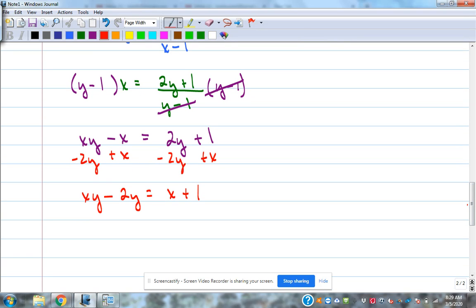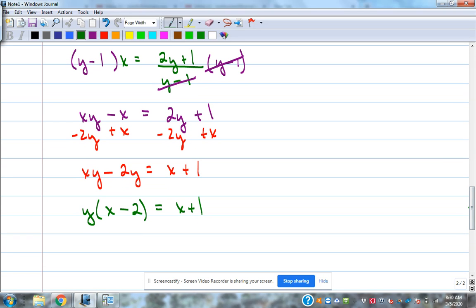Now, I got everything that's got y's on the side, but there's an x mixed in there. What can I do to this side that would maybe get y separated? Think about something you learned in Algebra 1. Can't really divide by y, but it's kind of the same idea. Greatest common factor of y, which is kind of the same thing as divided by y. But if I factor out a y here, that's going to give me x minus 2 in the parentheses.